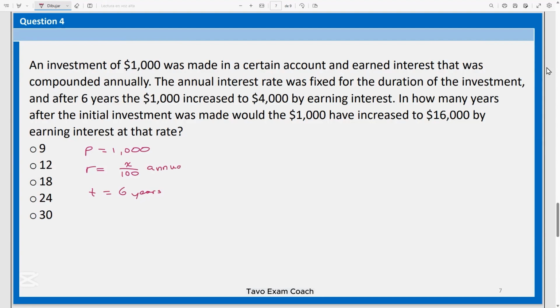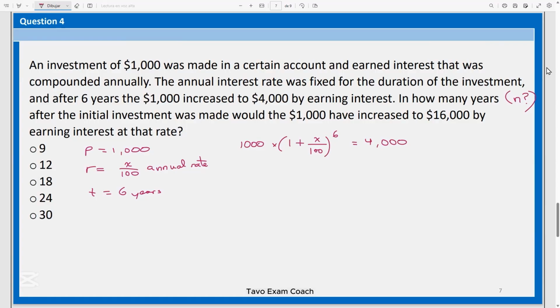So since we have the 3 elements, we can see that the multiplication of the 3, that is 1,000 times 1 plus the interest rate up to the duration of the investment should yield the total balance, which is mentioned to be $4,000. Then we are requested to find how many years, let's say a number of years n, should pass for the $1,000 to have increased to $16,000 by earning interest at the same rate.